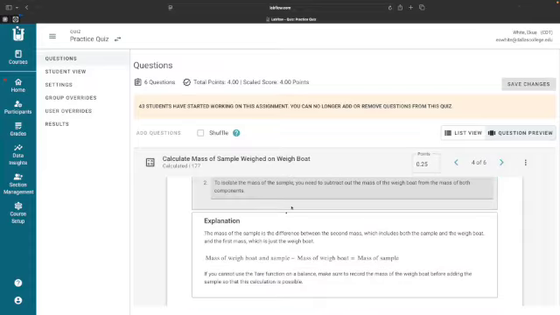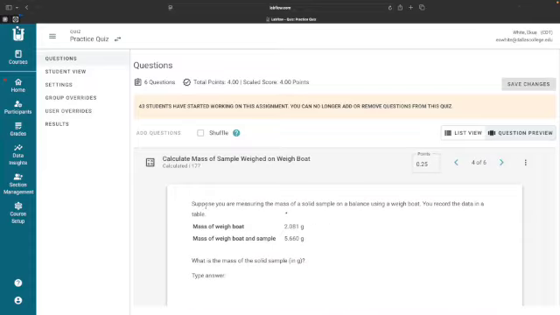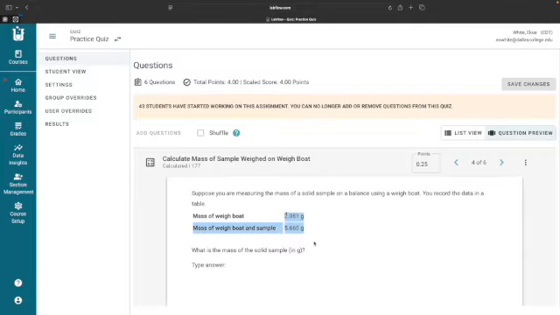So we're moving on to the next one where it says, suppose you're measuring the mass of a solid on a balance using a weigh boat. You record the data in a table. Mass of the weigh boat, the container that's holding the mass, is 2.081 grams. Mass of the weigh boat and sample, 5.660 grams. What is the mass of the solid sample? You take the large number minus the small number and you get your mass.